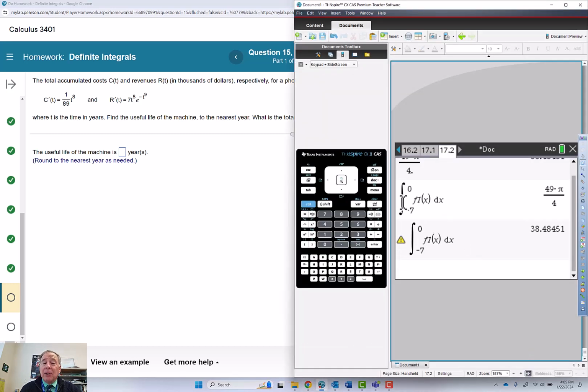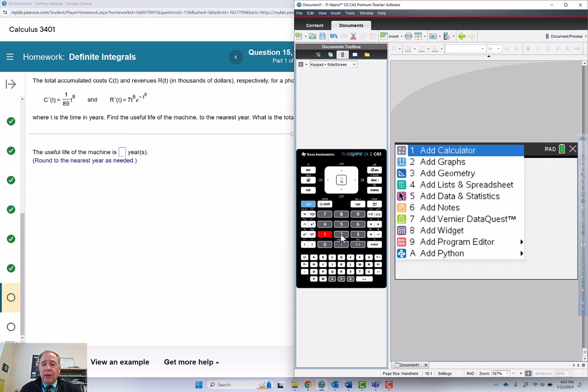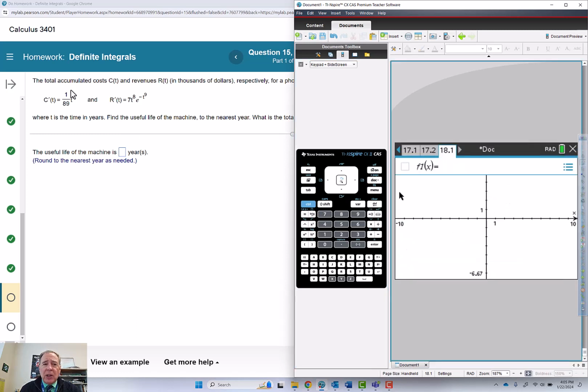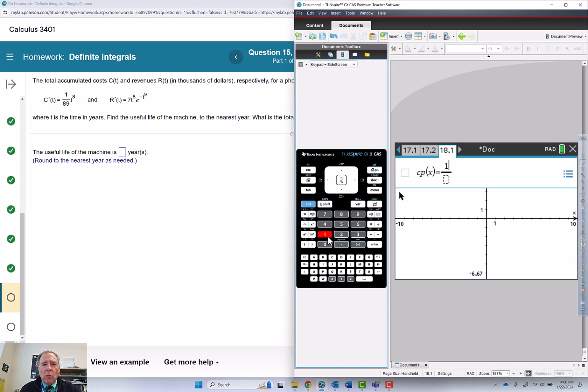And I'm actually going to put them in as functions in a function page or graphing page, doc412. So I'm going to need to change the variable from t to x. And I am going to change the name. So this is going to be cost, and I'm going to say p for prime. So the derivative of the cost function is going to be 1 over 89, and x is going to play the part of t to the power of 8.